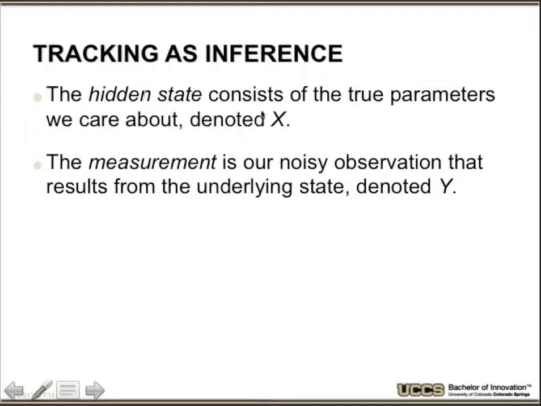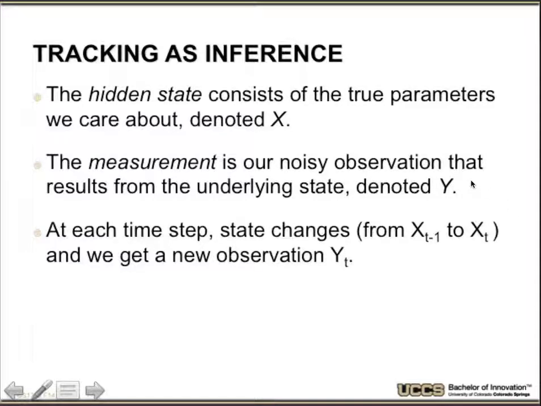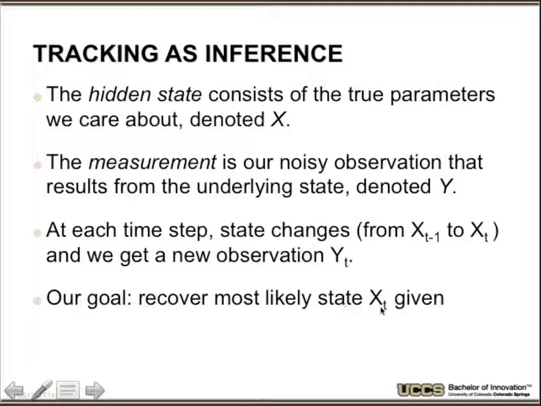Our hidden state is going to consist of the true parameters we care about, for example, position and velocity. Well, we can't measure velocity, we can measure position. And our measurements are going to be noisy observations that result from the underlying data. We're going to know that as y. And our problem then comes, given we've seen a change in time from x sub t minus 1 to x sub t, we get some new observation y. So given that, we then want to update our state. So our goal is to recover the most likely state of x_t.